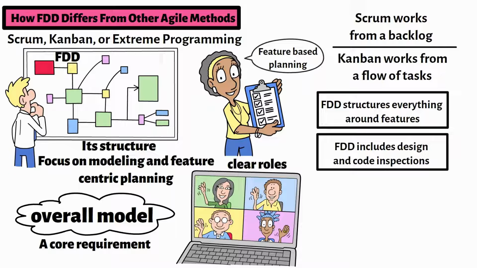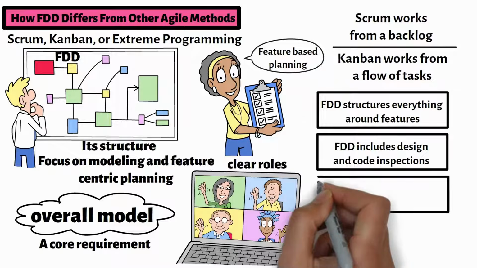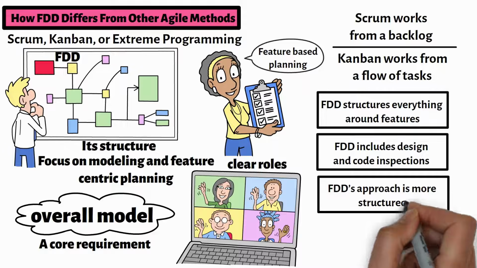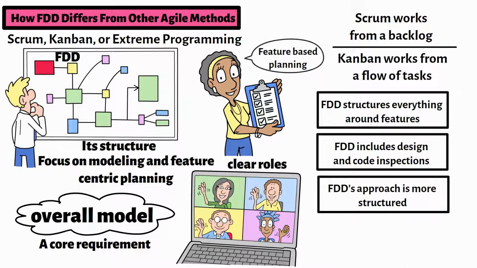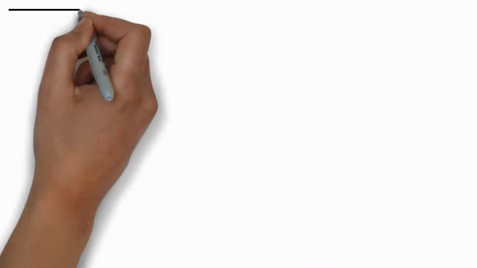These inspections help maintain consistency and quality across large code bases. Some Agile methods encourage these practices, but FDD makes them a required part of development. Overall, FDD's approach is more structured than most Agile methods. It is designed to give large teams clarity and control while still enabling frequent delivery. This makes FDD a strong fit for complex projects where modeling, coordination, and predictability are important.